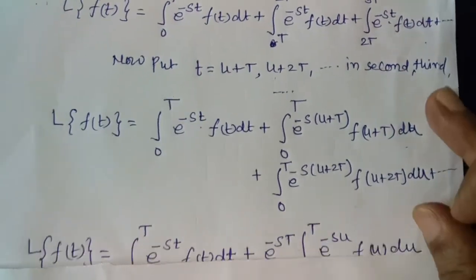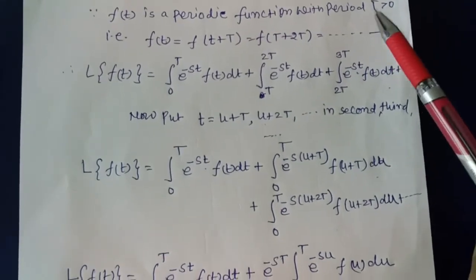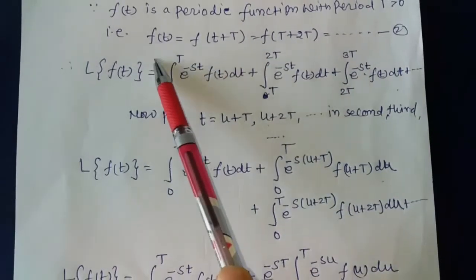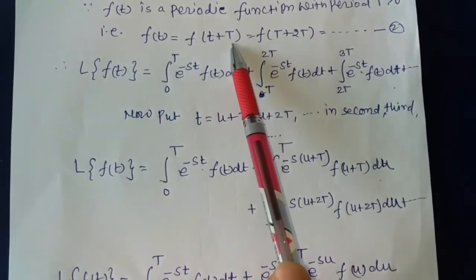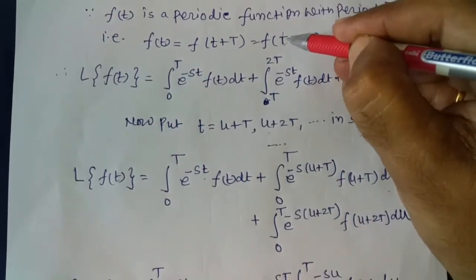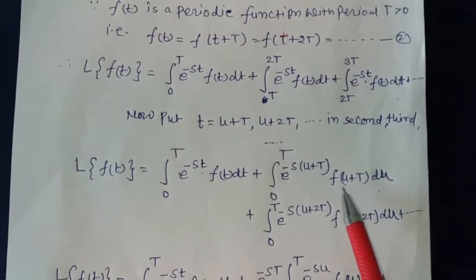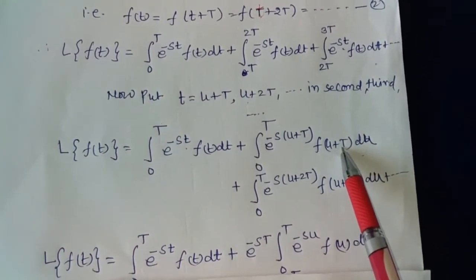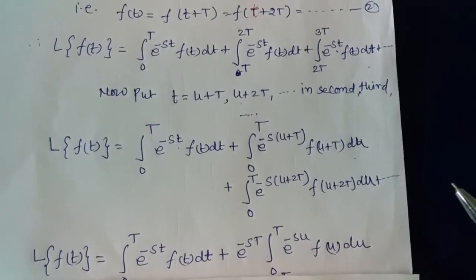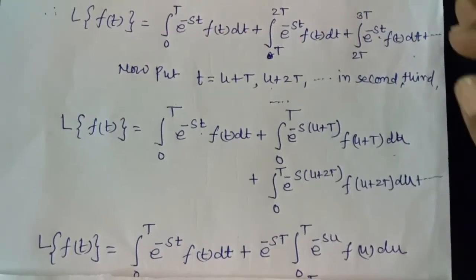Now, as the function is a periodic function, after every capital T its value remains the same. f of t equals f of (t plus T) equals f of (t plus 2T), and so on. So here f of (u plus T) is f of u, f of (u plus 2T) is again f of u, next is f of (u plus 3T), which is again f of u, and so on.